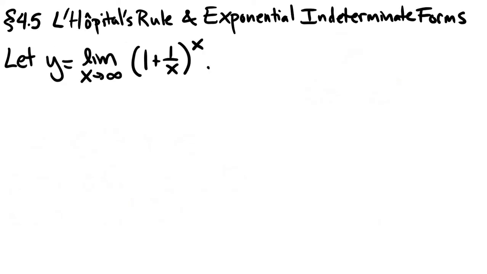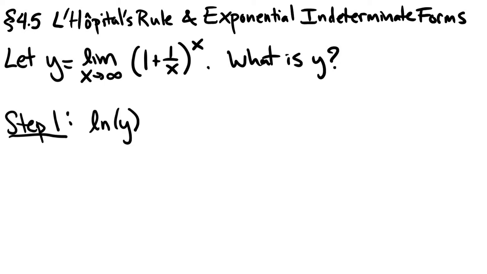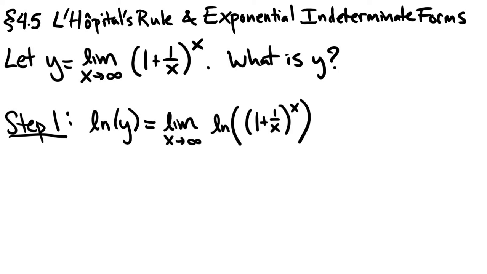We start by setting y equal to the limit that we're interested in. And the question we have to answer is, what is y? To do that, we're going to use our idea of logs. So step 1 is going to be to rewrite the natural log of y. Now, we're taking the natural log of a limit. A natural log is a continuous function, so it acts nicely with limits, and we can rewrite this first as the limit of the natural log instead of the natural log of the limit.